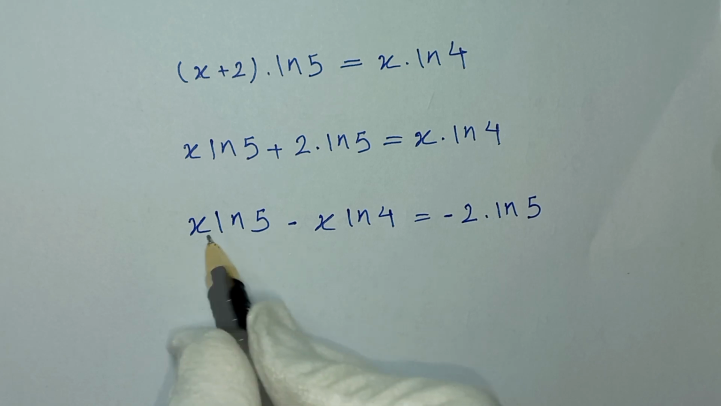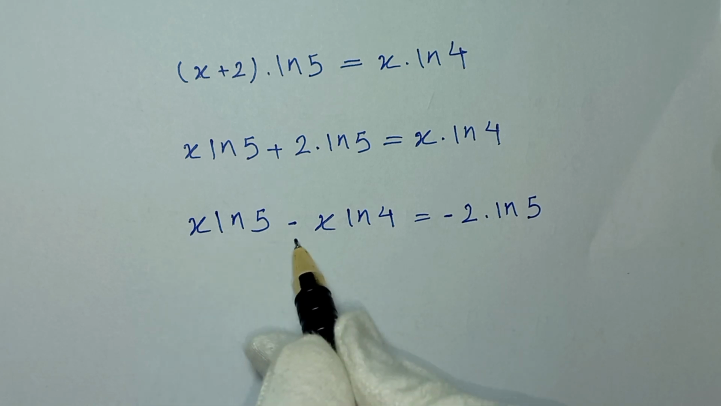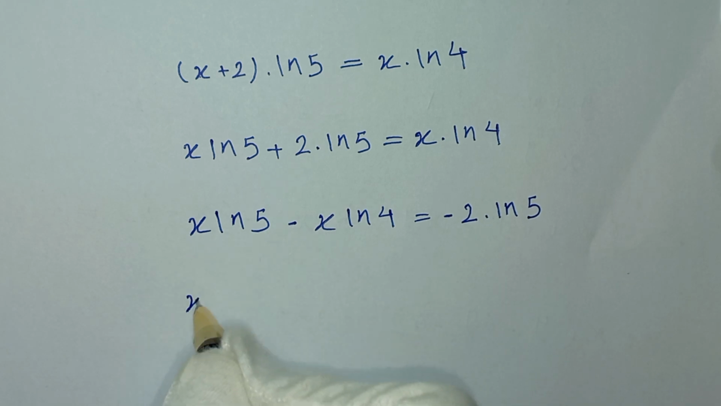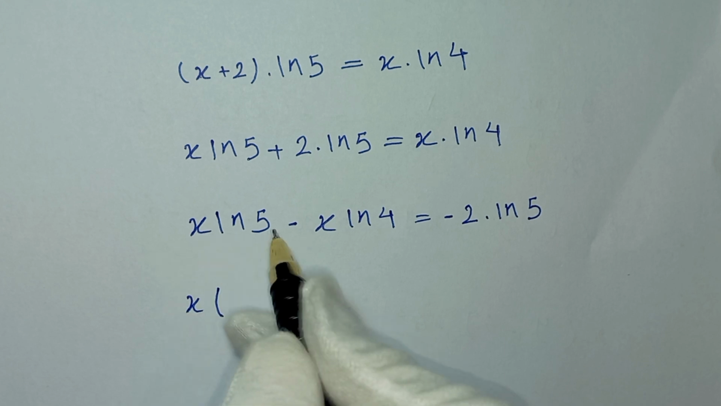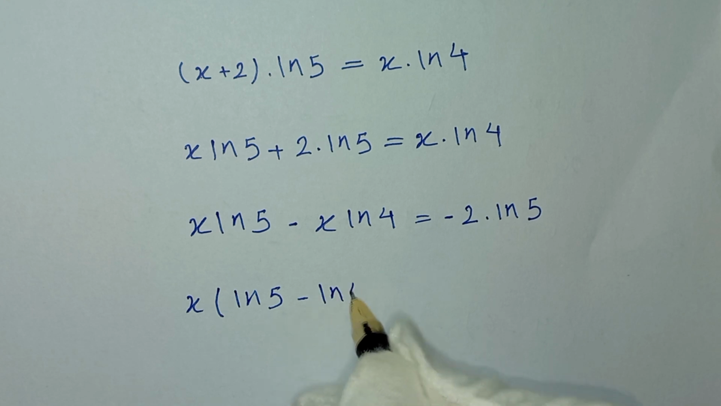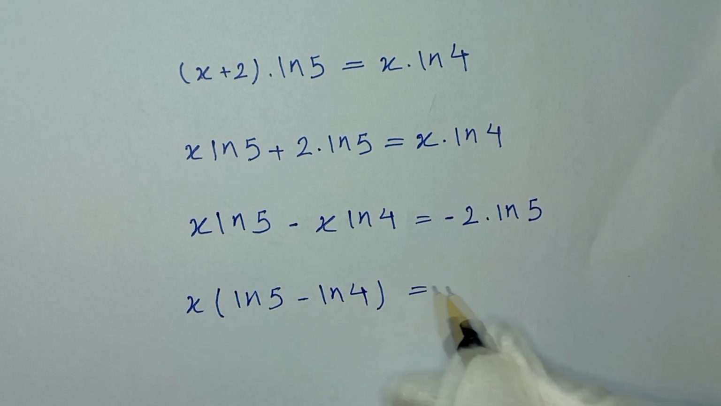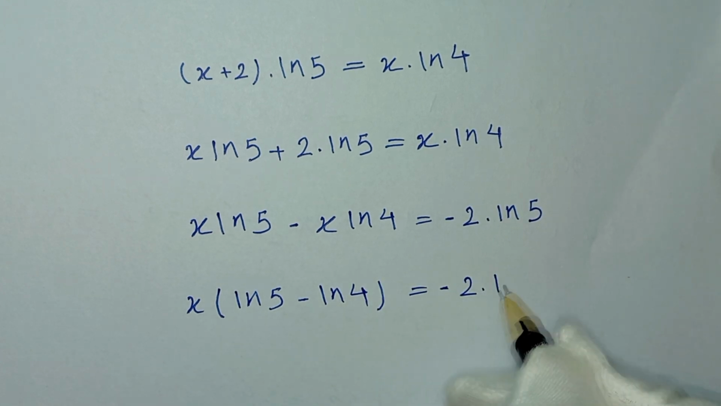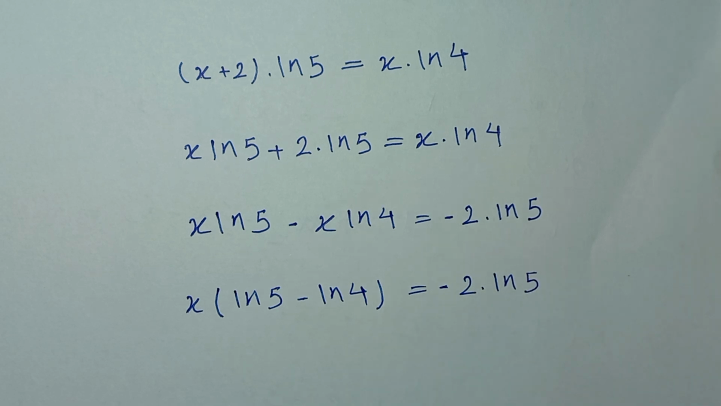In here, x is common, so we can factor this x. So it will be x times the bracket: this divided by this is ln of 5, and this divided by this is ln of 4, is equal to minus 2 times ln of 5.